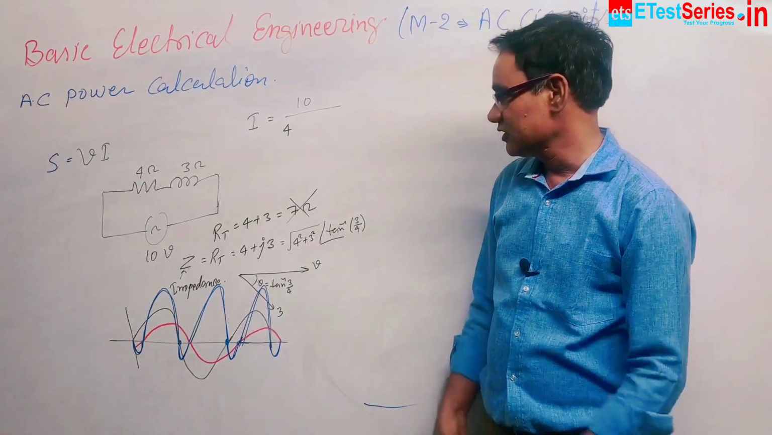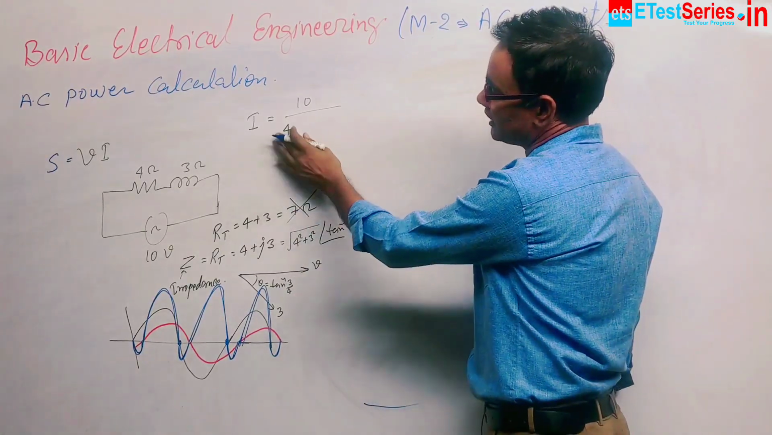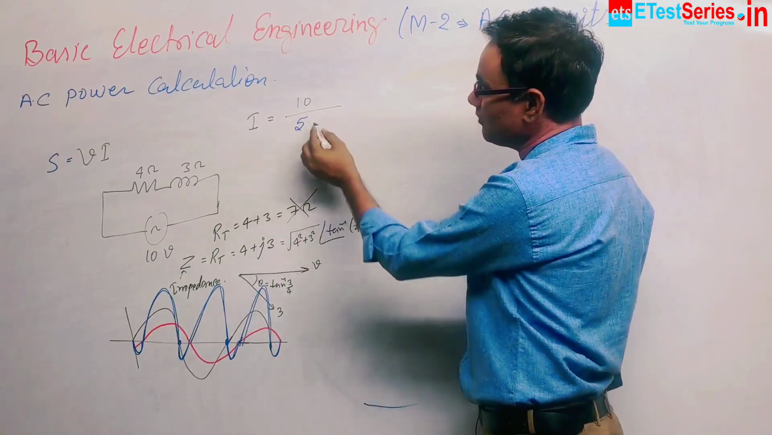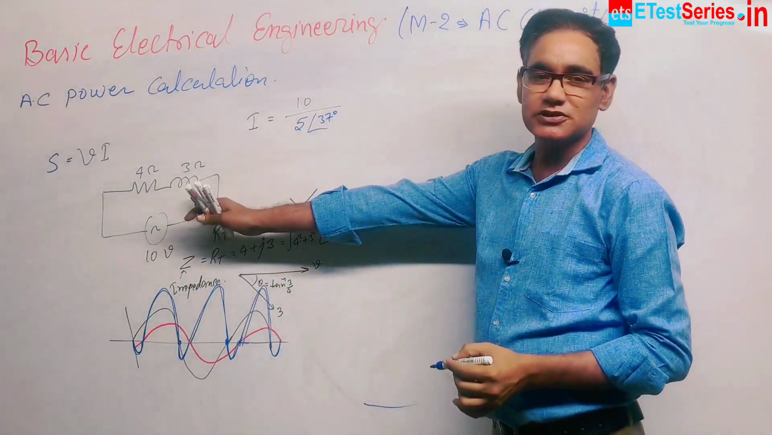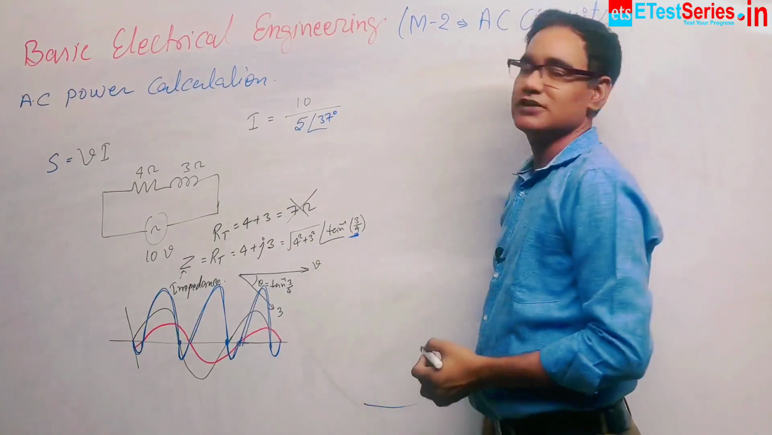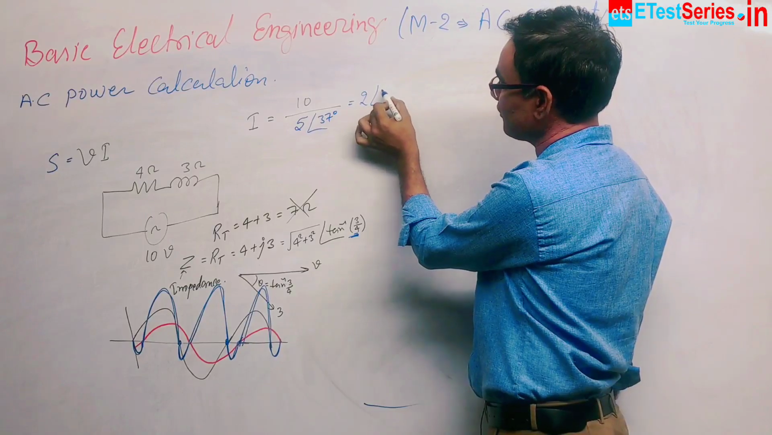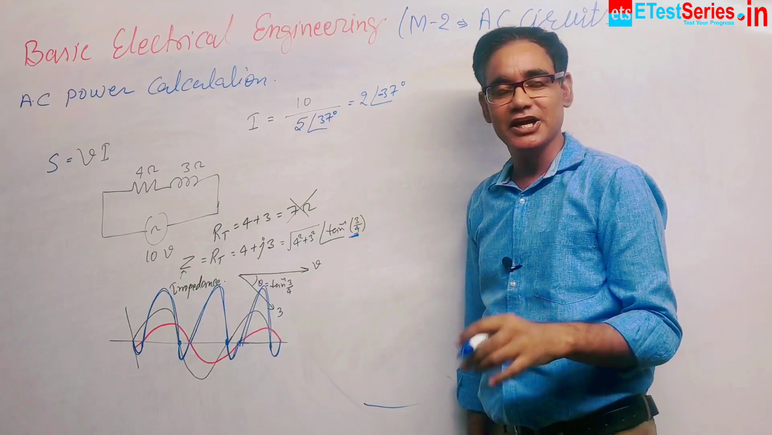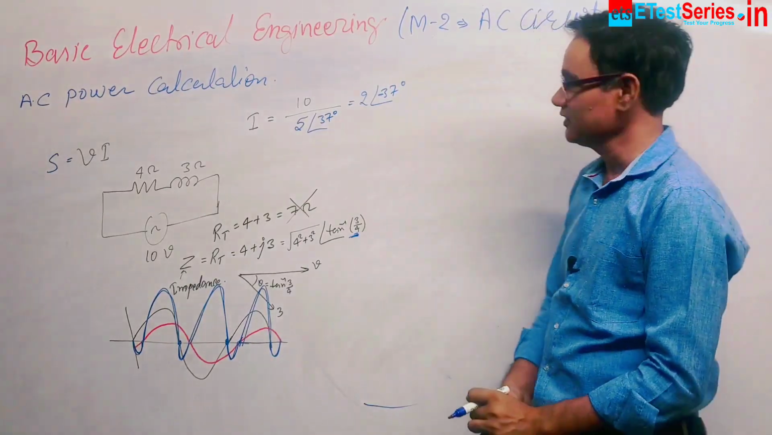Okay. So what is the current over here? Current is voltage divided by the impedance of the circuit. The impedance of the circuit is 5 ohm at an angle of 37 degrees. So the current is 2 ampere at an angle of minus 37 degrees. Minus means the current lags behind the voltage.